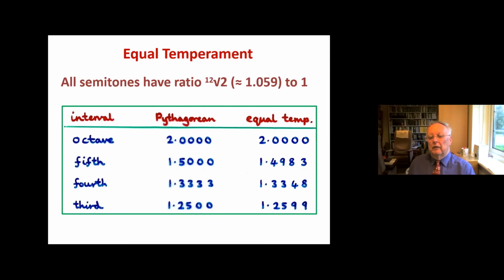Here's a table comparing the ratios for equal temperament with the traditional ratios. The fifth is pretty accurate, 1.4983, compared with 1.5. As is the fourth, 1.335 compared with 4/3 or 1.333. But the major third, about 1.26 compared with 5/4 or 1.25, is rather sharp. So any piano tuned to equal temperament must be slightly out of tune.